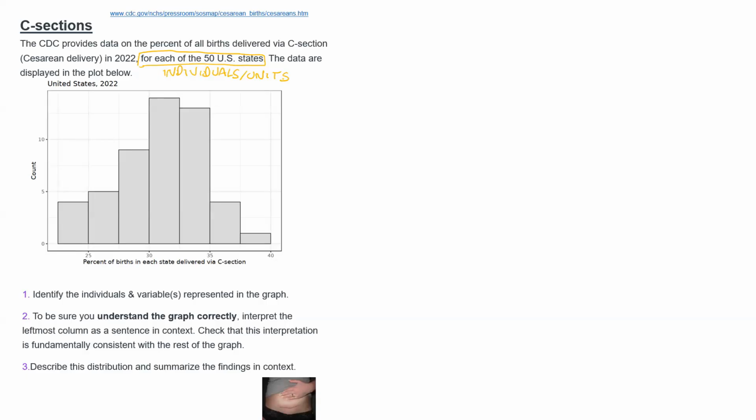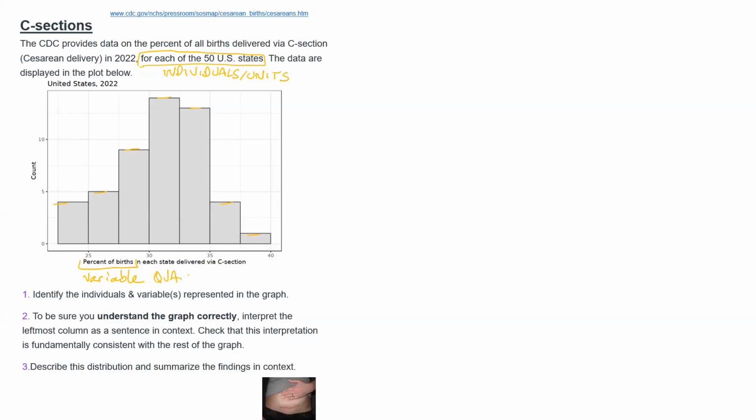If you see that you have columns, the height of which is the count, and you add up all those columns, you will see that the first one, 4, plus the next one, 5, etc. That adds up to 50, the 50 states. The variable is the percentage of births for that state that were delivered via C-section. So the C-section rate for each state.